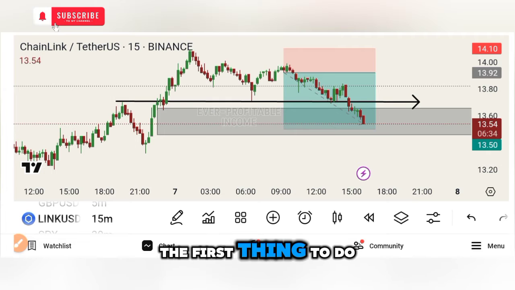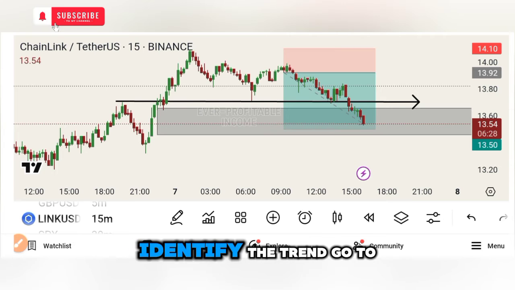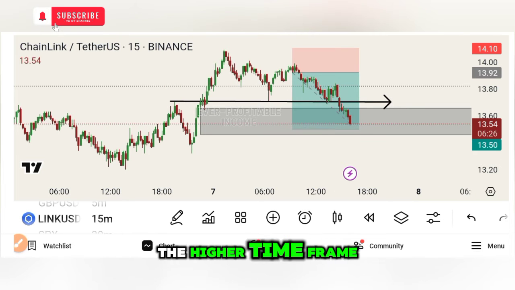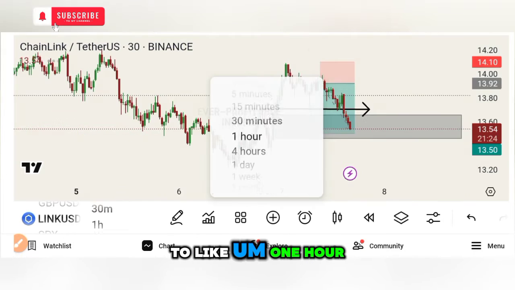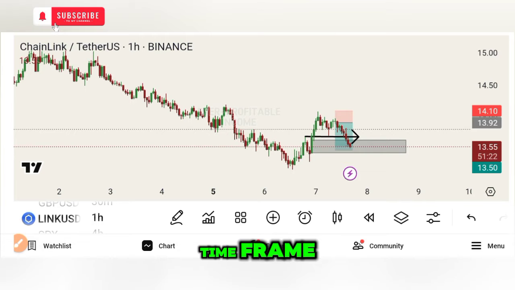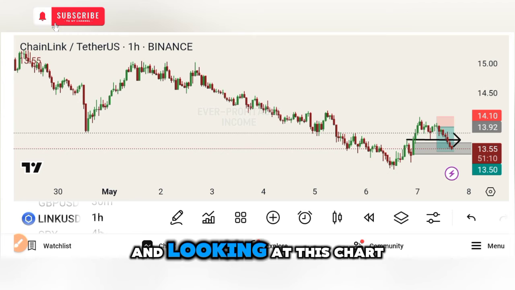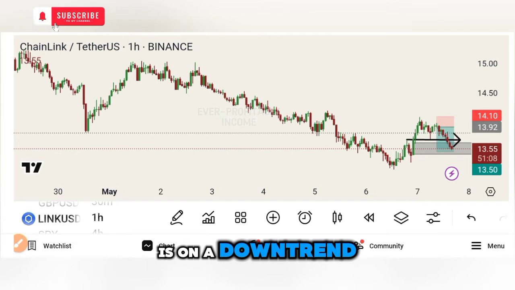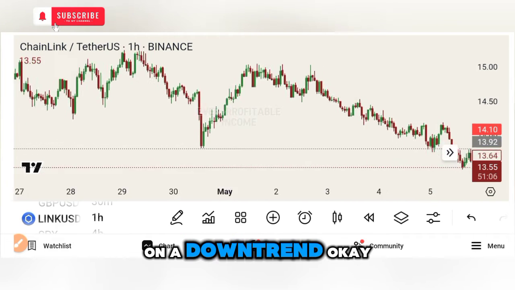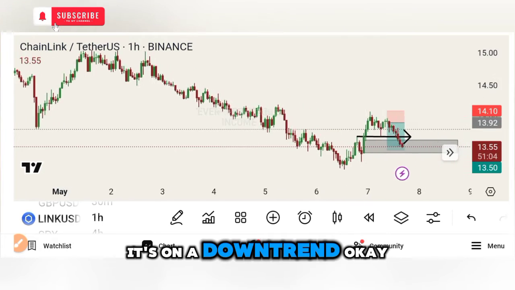The first thing to do when you get to your charts is to look at the trend. Identify the trend, go to the higher time frame. I'm going to move a bit to the 1 hour time frame. So here I am in the 1 hour time frame, and looking at this chart, it's on a downtrend. Can you see that? It's on a downtrend.